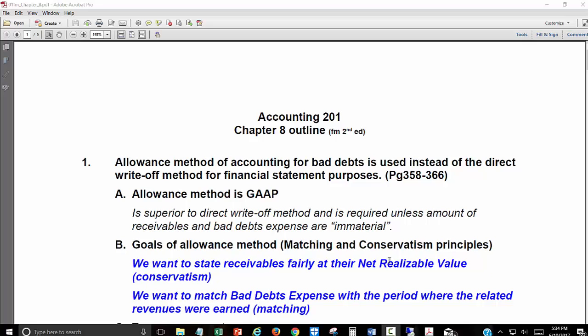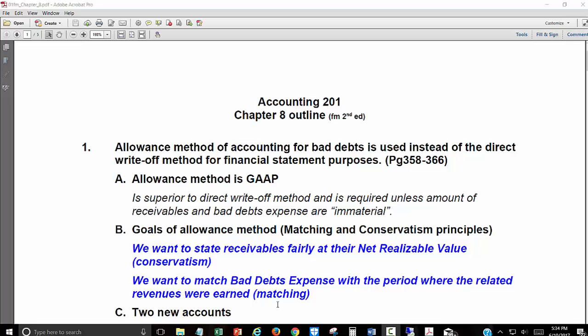Secondly, we want to try to get bad debts expense, which is the expense of us having accounts receivable that we can't collect, aligned with the period where the related revenues that led to those accounts receivable that are bad were earned. In other words, we want to match the costs of having our bad debts or uncollectible accounts as closely as possible with the period where the accounts actually were created. So that's in line with the accounting principle of matching.